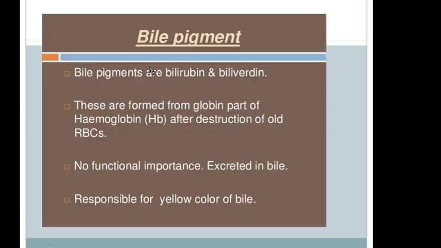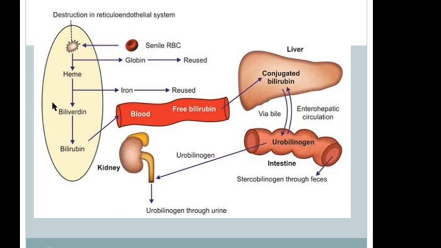Bile pigments, bilirubin and biliverdin, are formed from the globin part of the hemoglobin after destruction of the old RBCs. No functional importance. It is excreted in bile, responsible for the yellow color of bile. Here in this diagram you can appreciate how the bile pigments form.